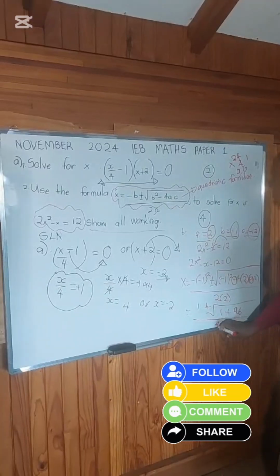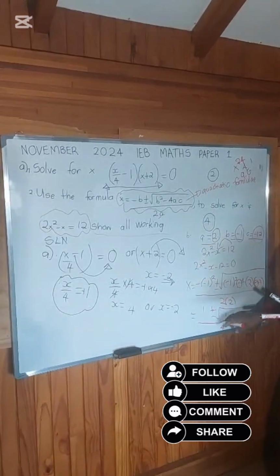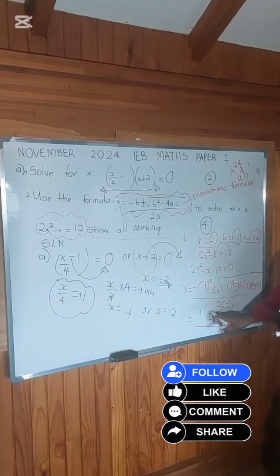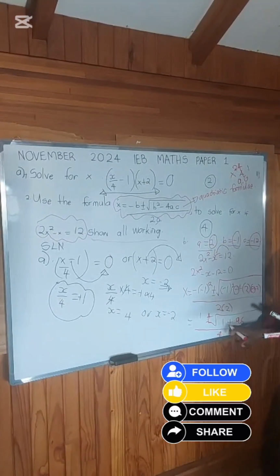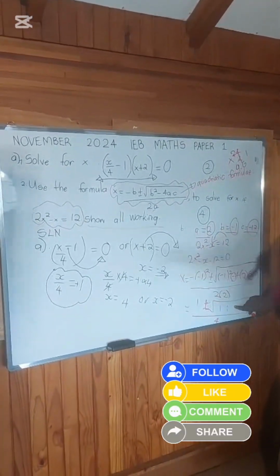So our final answer will be a decimal, because we have 1 plus or minus the square root of 1 plus 96, which will give us 97. And then we are done with our case.